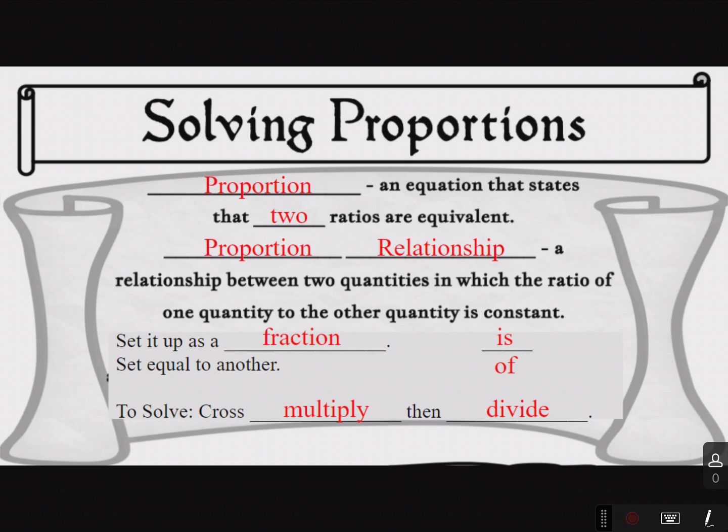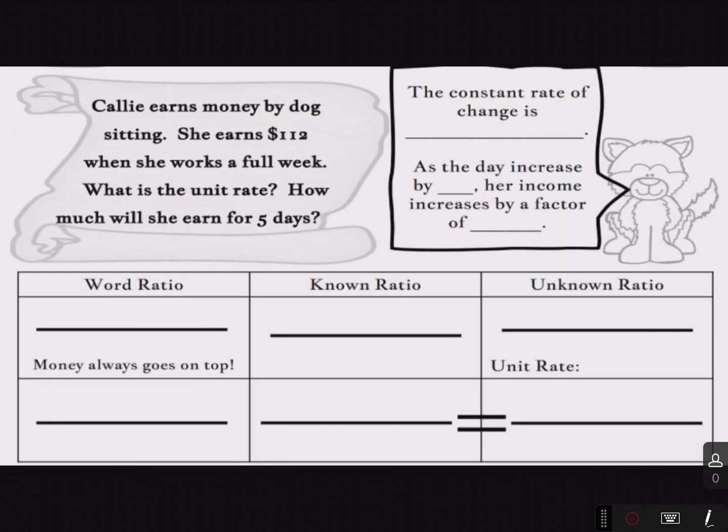Let's go ahead and take a look at this example below. It says Callie earns money by dog sitting. She earns $112 when she works a full week. $112 and full week are important things in this question that we need to know. The first question, because there's two questions here, says what is the unit rate? And that is what we're going to be finding first.